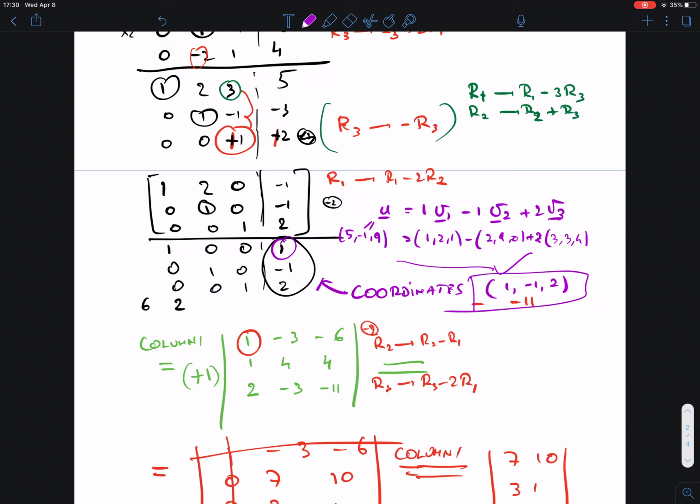Okay, so I'm going to assign homework, and then next time we will talk about bases of different spaces, not just R2, R3, and R4.